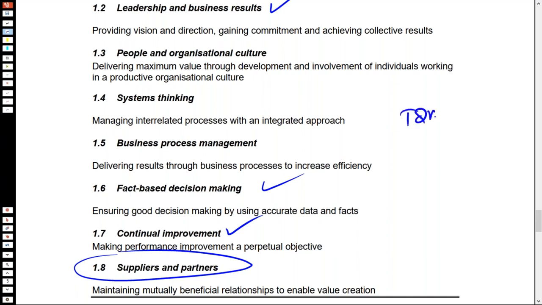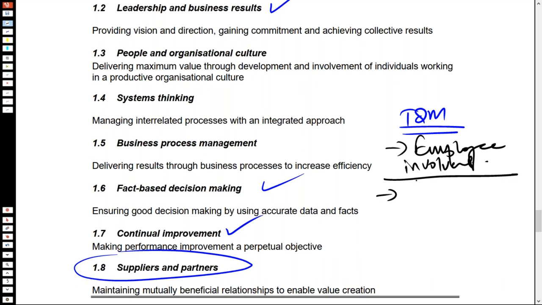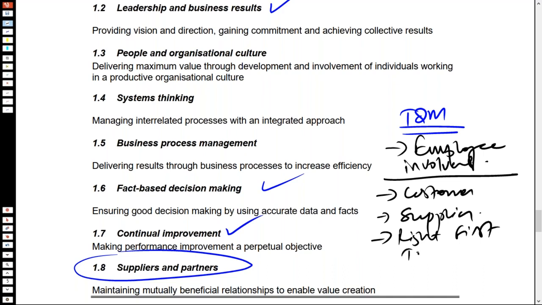So when we talk about the TQM culture, always remember that there are some features that would exist in a TQM culture. The first thing is employee involvement. The second is a good relationship with the customer. There is also a good relationship with the supplier. Additionally, you would go for the right-first-time approach and for continuous improvement. These are the characteristics of a total quality management culture. In modern day organizations, the majority try to achieve this TQM culture.